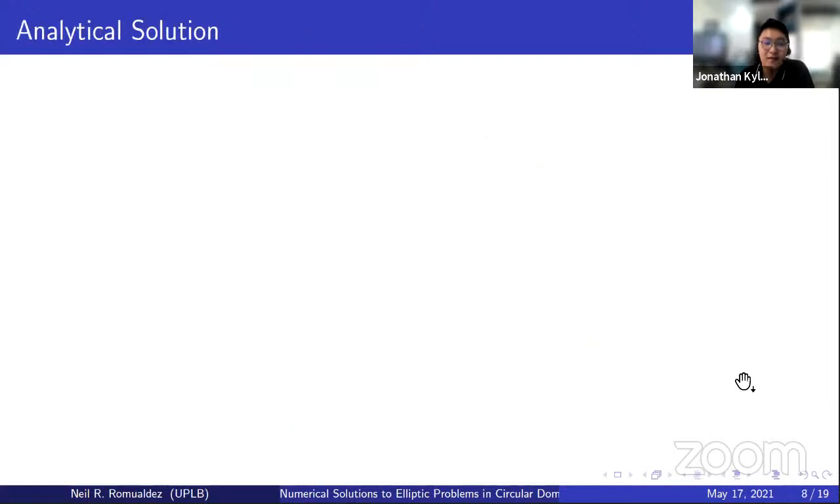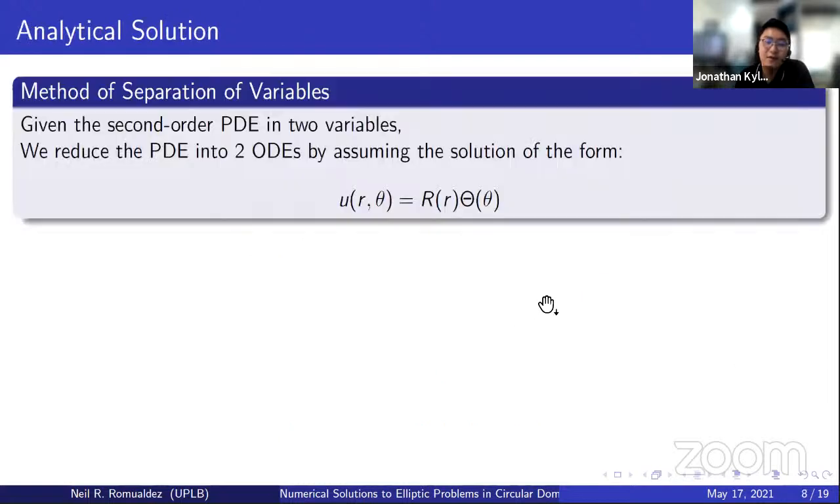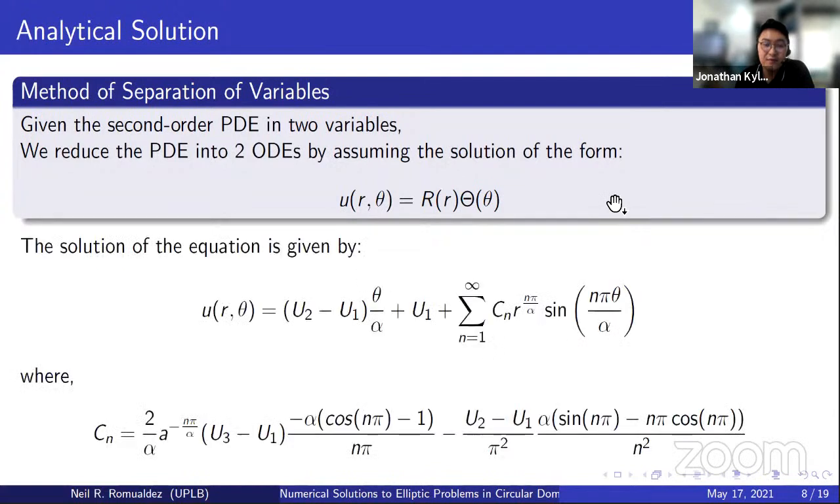So for the analytical solution, his main method uses separation of variables. A short definition of separation of variables is, given a second order PDE, you reduce that PDE into two ODEs by assuming this solution form. And through his paper, he was able to derive this temperature distribution for his domain.